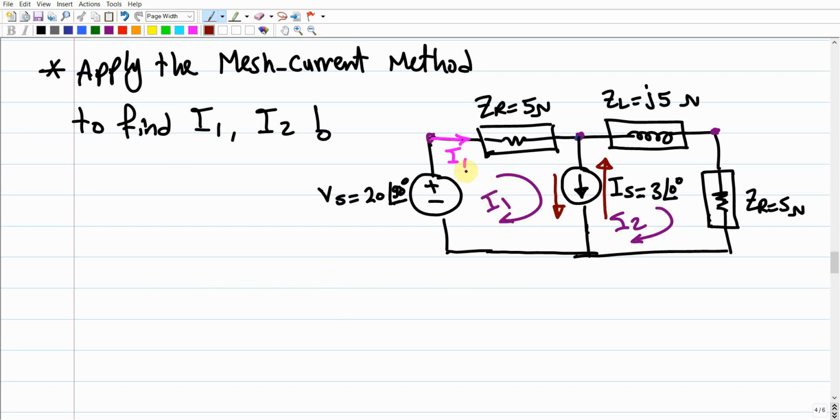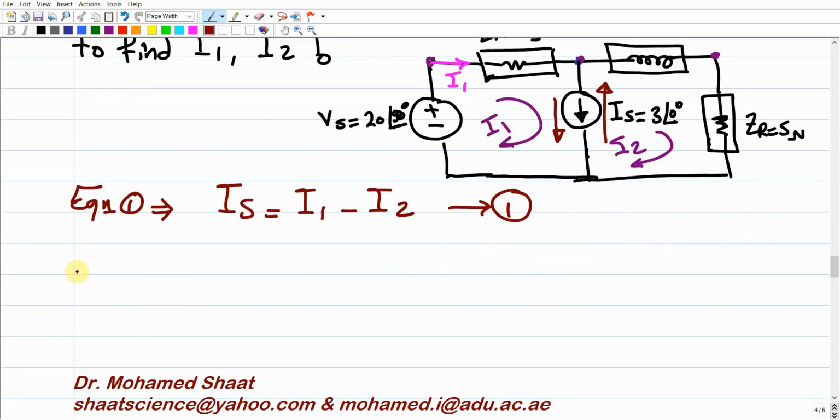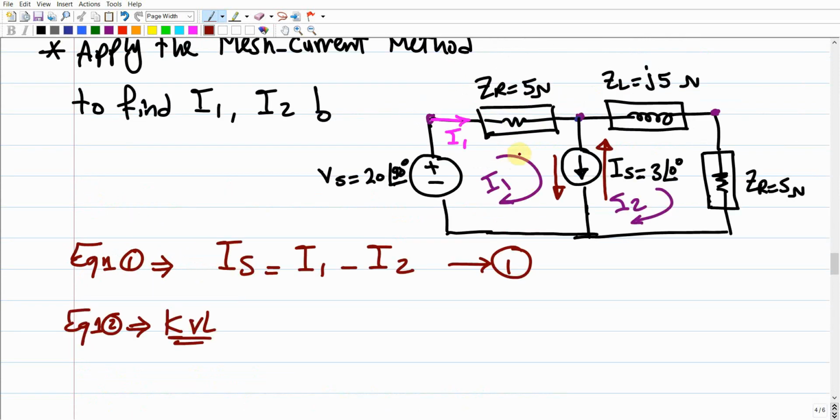For the second equation, we apply Kirchhoff voltage law to the super mesh. We skip this branch and apply the Kirchhoff voltage law to the entire electrical circuit, the big loop. This gives us the second equation. So for equation 1, we make use of the fact that IS equals I1 minus I2. As for the second equation, we apply the Kirchhoff voltage law to the entire circuit, excluding the branch of this current source.